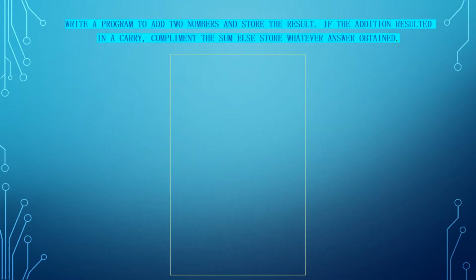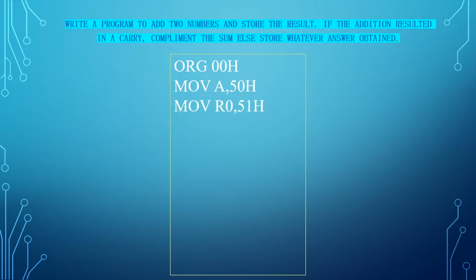Let us code the program using assembly level coding. Starting with ORG 00H, bring the first value to the accumulator, get the second value to R0, and perform addition using ADD A, R0. Next, we have to check for the carry flag. Let us use the instruction JC NXT. So if there is a carry, we will jump to the instruction labeled NXT.